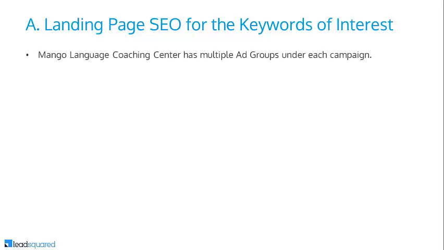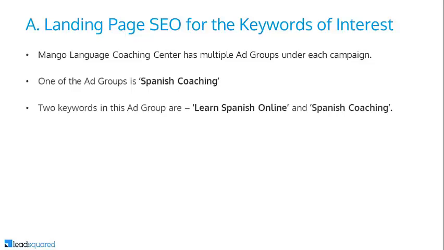I'll take an example of a language coaching center, Mango Language Coaching Center. It has multiple ad groups under each campaign. One of the ad groups is Spanish coaching. I have taken only 2, though as I've said you should have 5 to 8 keywords under each ad group. I have taken 2 focus keywords that should be in this particular ad group: learn Spanish online and Spanish coaching.